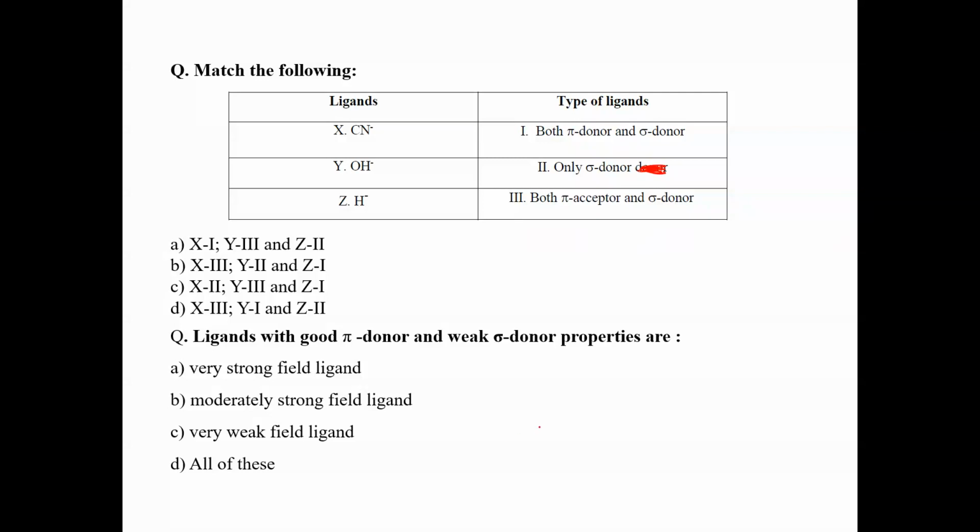Okay, so if you know the spectrochemical series, they are arranged in a way that first the weak ligands are put up, and then the moderately strong field ligands, and then the sigma donor pi acceptor ligand, that is the strong ligand. Okay, so try to solve it and send me the answer. Please try.